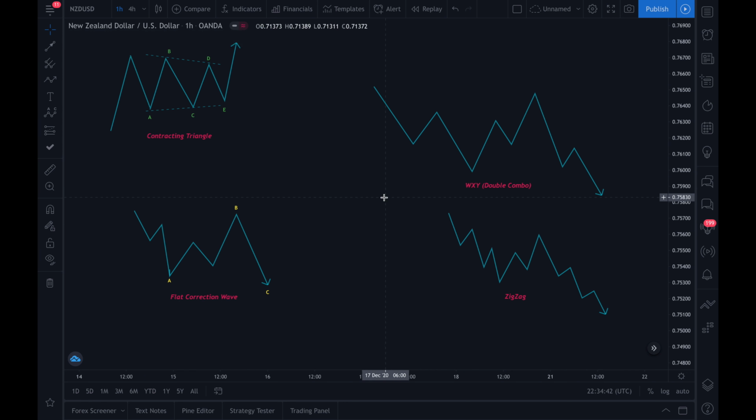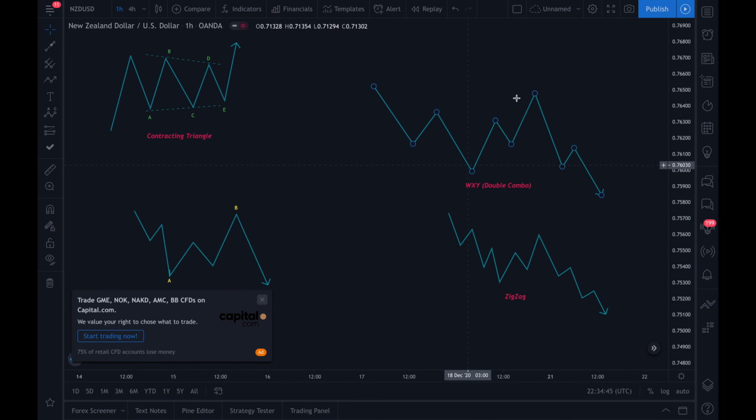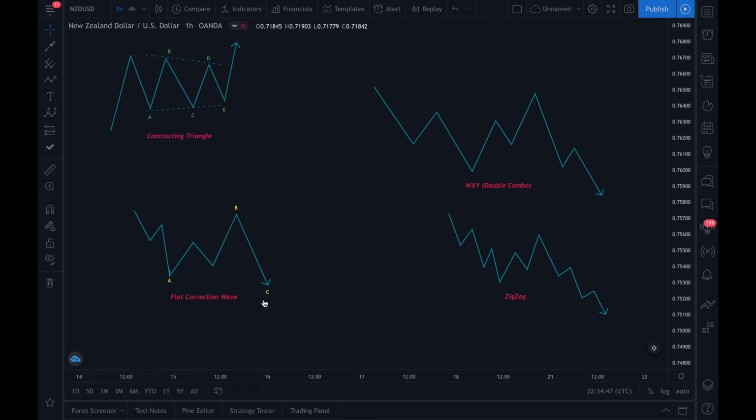And then this is a double combo wave. What's the difference between this flat correction wave, this zigzag wave, and this double combo wave? This double combo wave is over a larger period of time. Why is it over a larger period of time? Well, because it consists of two correction waves linked together with an X wave. So we have this ABC, then we're going to have another ABC.